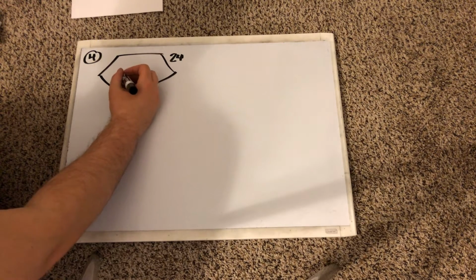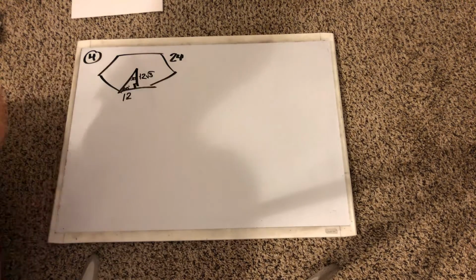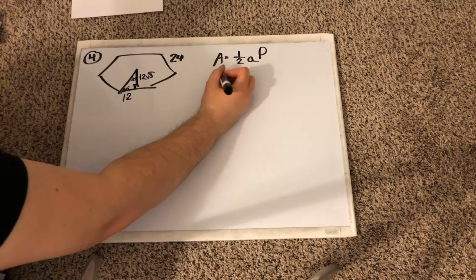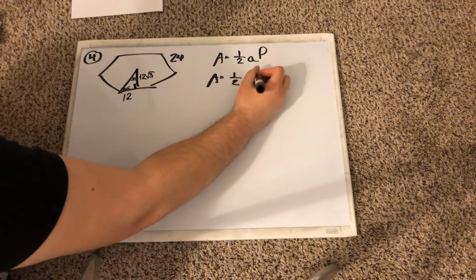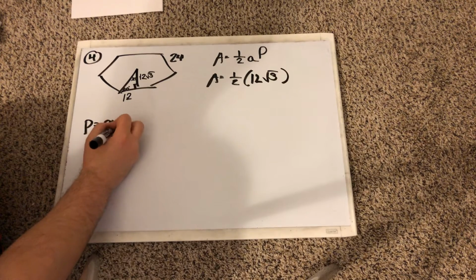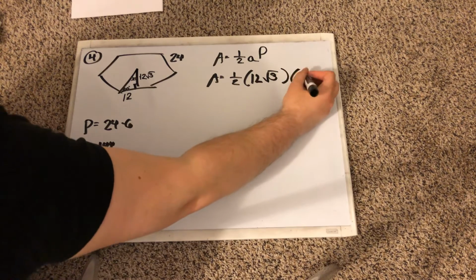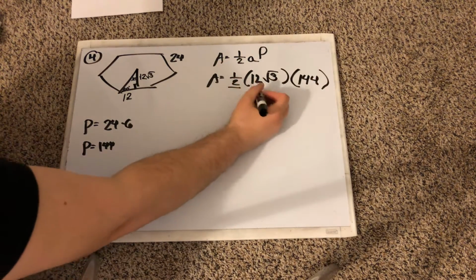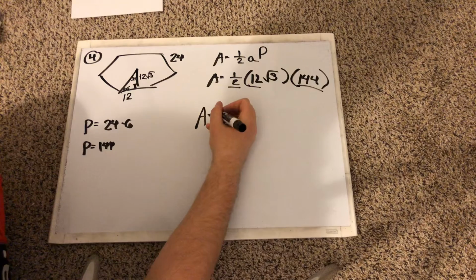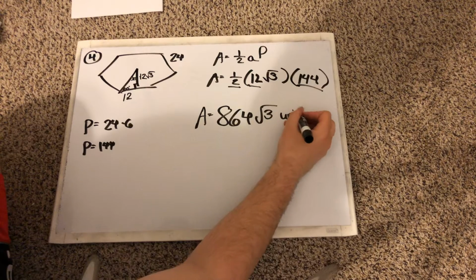Okay, so if we know this is 12, we know the apothem, or the height of a triangle, is 12 square root 3. One half the apothem, 12 square root 3. The perimeter, off to the side, 24 times 6 is 144. 1/2 times 12 times 144. Quick maths tells us that is 864 square root 3 units squared.